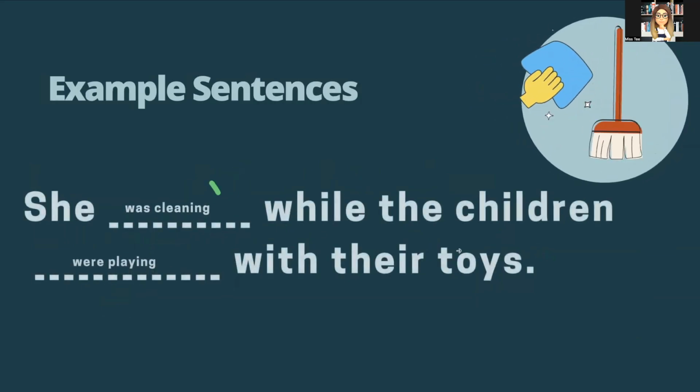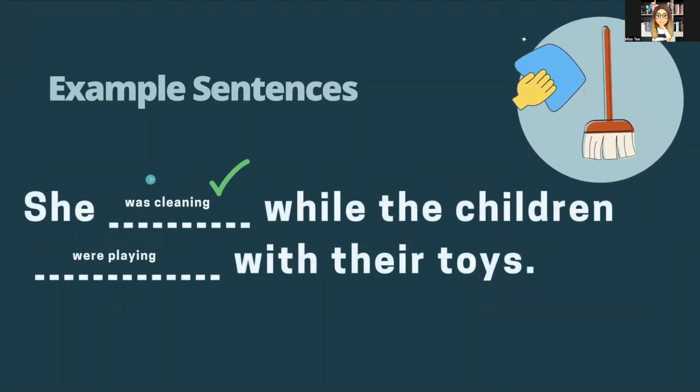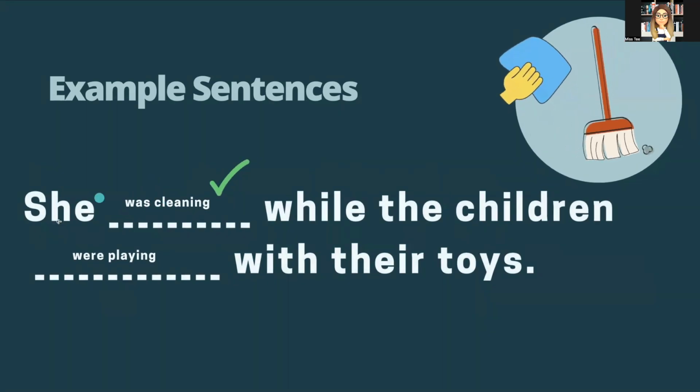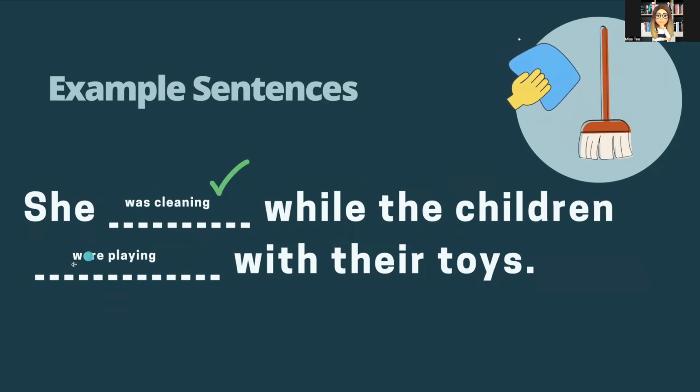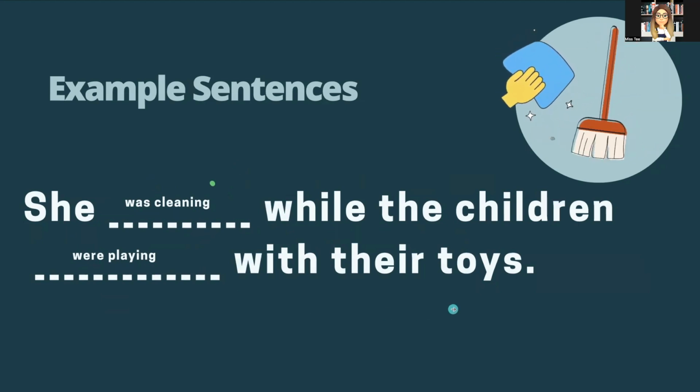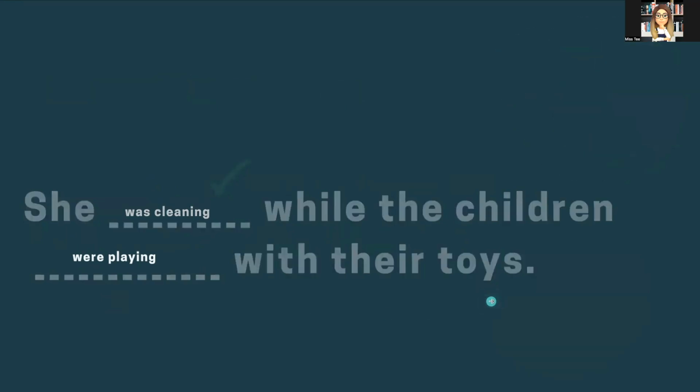Okay, so here's the answer. She was cleaning. So she is singular, so we're going to use was. And then cleaning has the ing on it now. So that's a long action. We have the conjunction while. The children, this is a plural form of the noun. So this is plural. That's why we're using were for playing with their toys.